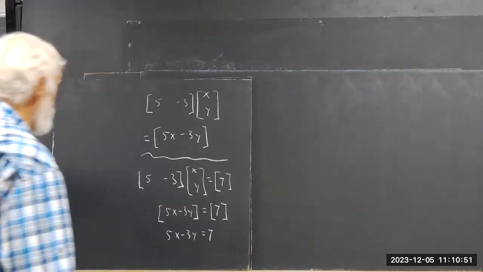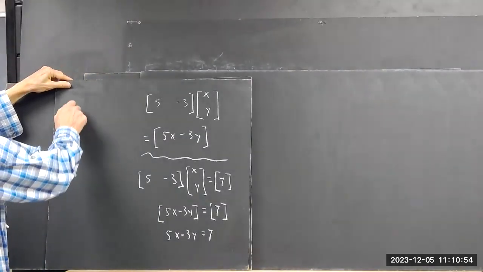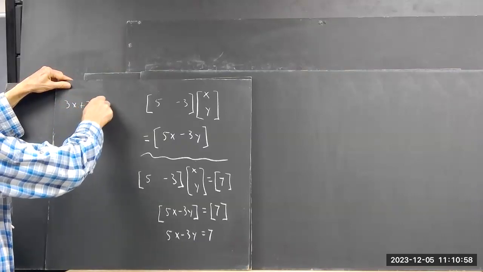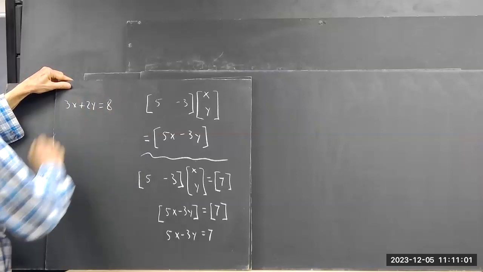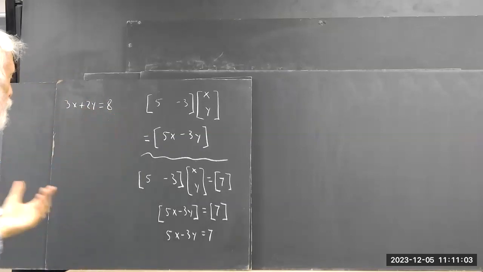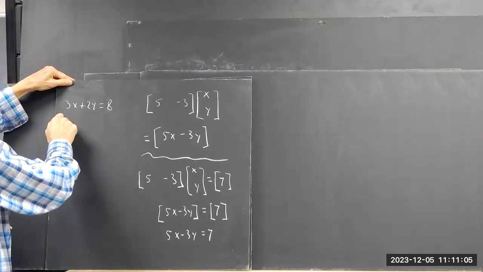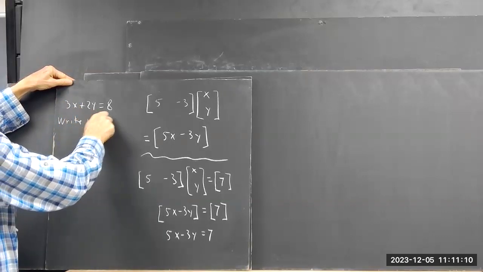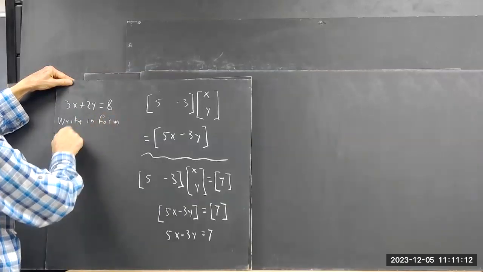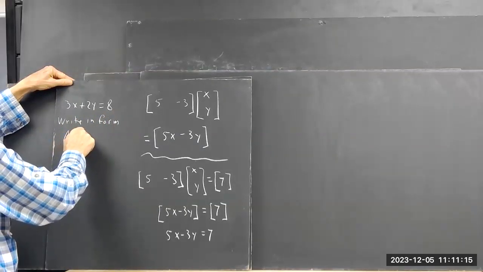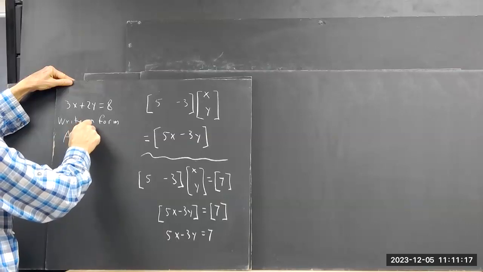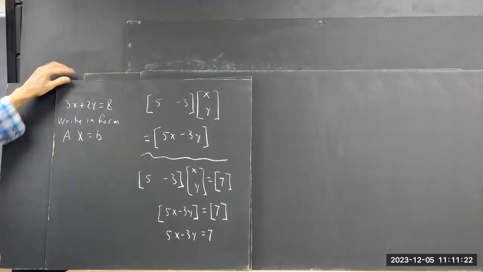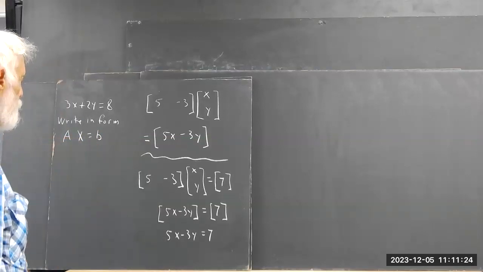So let me ask you, just to make sure we get this. How would you write the equation 3x plus 2y equals 8? Can you write that equation? I'm going to tell you, write it in the form AX equals B.